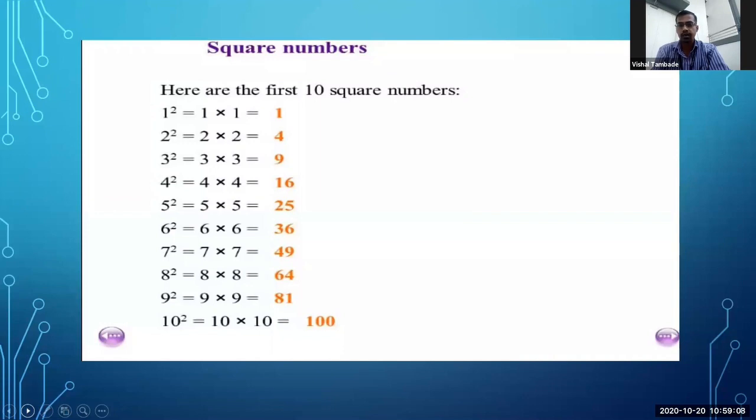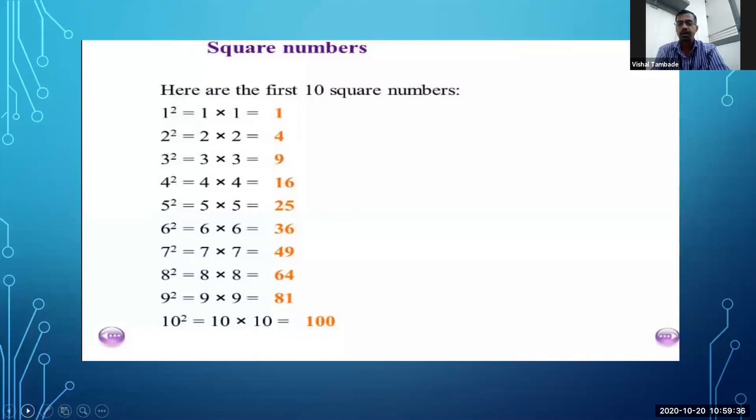Now, 3 square, 3 multiplied by 3, 9. Means the square of 3 is 9. Now, 4 square, 4 multiplied by 4. Observe it properly. You have to multiply the same number by itself 2 times. If you multiply the same number 2 times by itself, it's a square. Now, 4 square, 4 multiplied by 4, 16. Means the 4 square is 16.